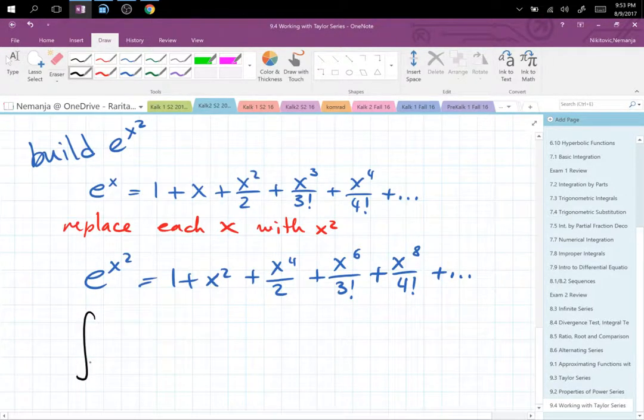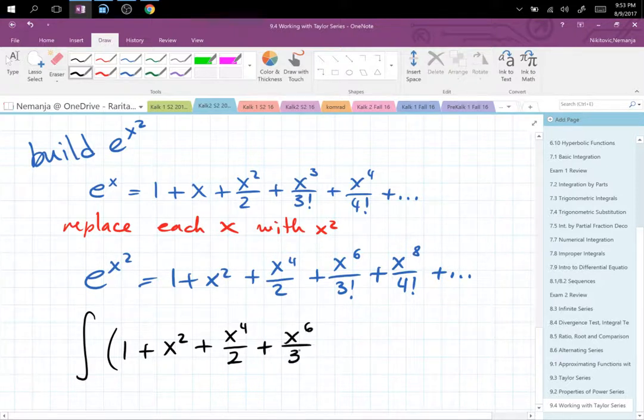And now, haha, our integral, easy. I am integrating a polynomial. And this 3 factorial is 6. The 4 factorial is 24.